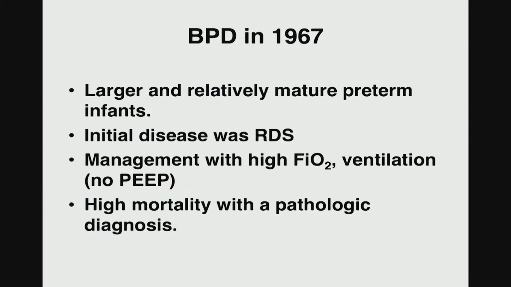So in 1967, these were larger, relatively mature infants. The initial disease was RDS, which it often isn't today. And the management was with high FiO2 and no PEEP, except Dr. Sunshine used a broken ventilator, which was very important because, as he pointed out, really the secret to ventilating babies was the invention of CPAP and then the integration of positive pressure into the ventilation. High mortality with a pathologic diagnosis.